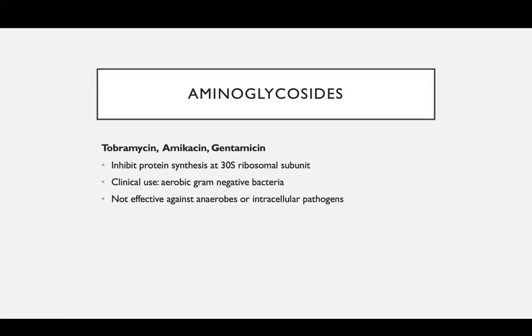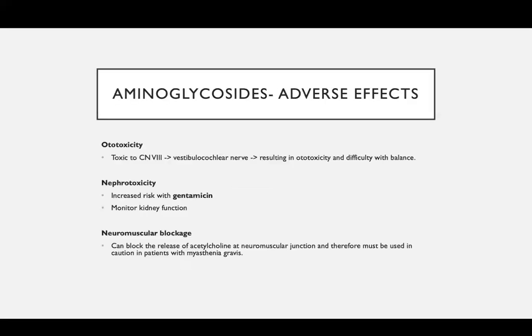Next, we'll move into our aminoglycosides. So here we're talking about tobramycin, amikacin, and gentamicin. And these are going to inhibit protein synthesis at the 30S ribosomal subunit. They are used clinically against aerobic gram-negative bacteria. They are not effective against anaerobes or intracellular pathogens.